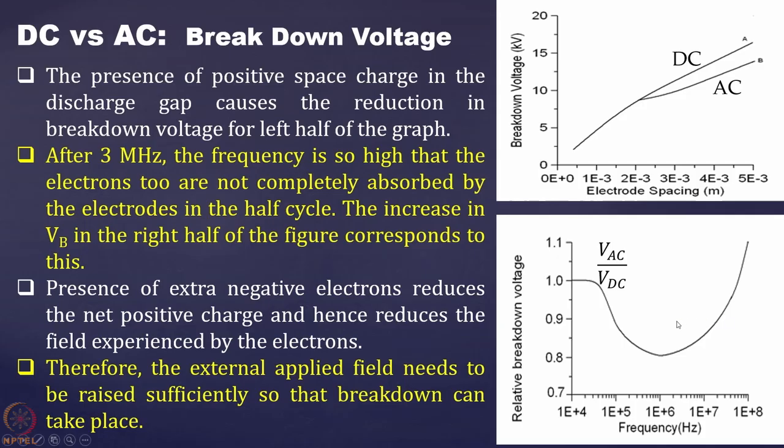positive space charge, and you will again see that the breakdown voltage is increasing, because the moment the space charge gets cancelled because of the very high frequency, the effect of the space charge reduces and you start increasing your breakdown voltage. So that is why in this region the breakdown voltage is again increasing. So VAC by VDC is increasing, and you get the minimum breakdown voltage when your positive space charge is not cleared but your negative space charge is completely cleared.